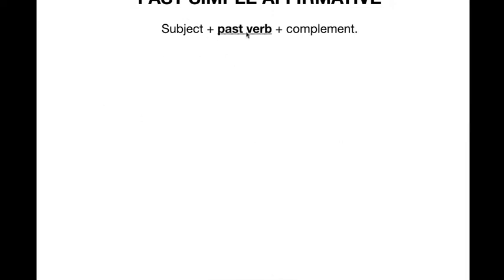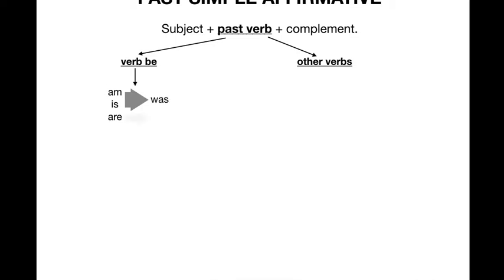Here we have the past simple affirmative. To speak in the past about affirmative or positive things, we need a subject, the past of the verb, and a complement. If you don't remember, we have 2 categories of verbs: the verb be and the rest of the verbs. Do you remember the verb be? We have am, is, and are in present. In past, we have was or were. Remember that am and is are in present. If you want to say am or is in past, it's going to be was. And if you want to say are in past, it is going to be were.